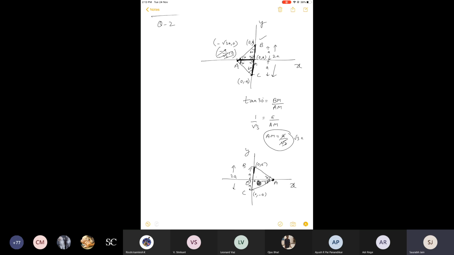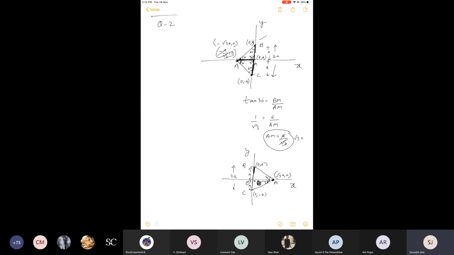Okay. So it is just a similar situation where A can be on the left side of the y-axis or to the right side of the y-axis, because it is not given in the question whether the third vertex is to the left or to the right of the y-axis. Therefore, two possibilities are there, and that's why the coordinate of vertex A can be either minus root 3a, 0 or root 3a, 0.